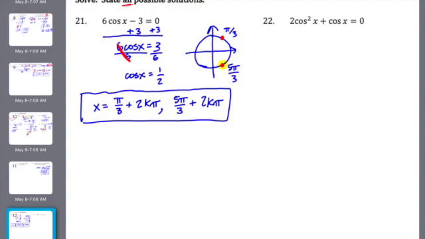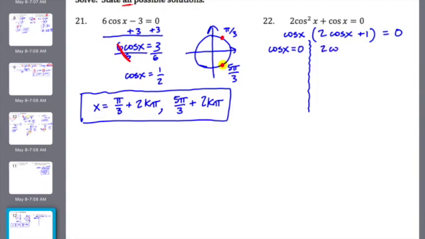22 is going to involve a little bit of factoring. So I noticed that 2 cosine x and cosine x, there's a GCF of cosine x. So we're going to take that out, and then we're left with 2 cosine x plus 1. That still equals 0. So now that we have this factored, we can split this up into 2 parts. So we're going to set cosine x equal to 0 and solve that. And we're going to set 2 cosine x plus 1 equal to 0 and solve that.